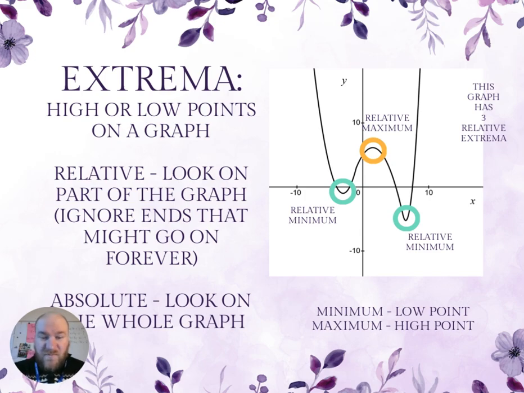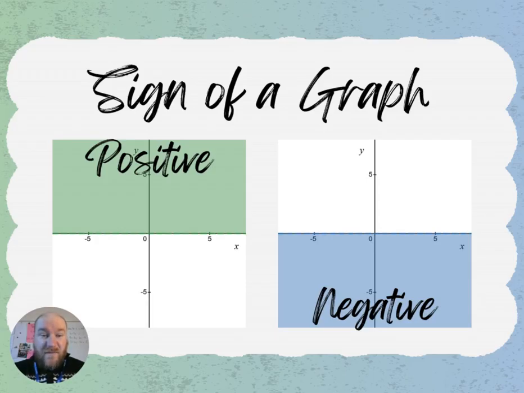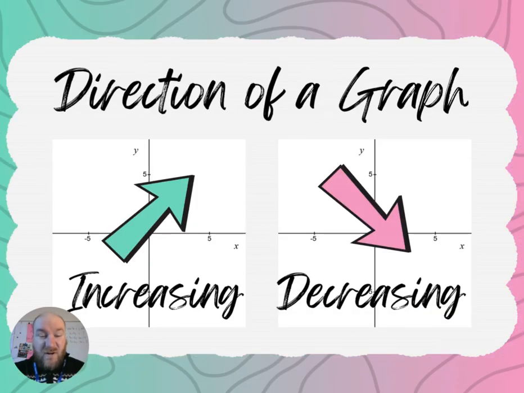Last 2 vocab terms for today. If a graph ever goes above the x-axis, we're going to say that it's positive in that area. And if it ever goes below the x-axis, we're going to say that it's negative in that area. If a graph ever travels in this direction, that means it's increasing. And if a graph ever travels in that direction, that means it's decreasing. So they'll give you a picture of a graph and they'll ask you, where is this graph increasing or where is this graph decreasing? And you just look at the trajectory of it.